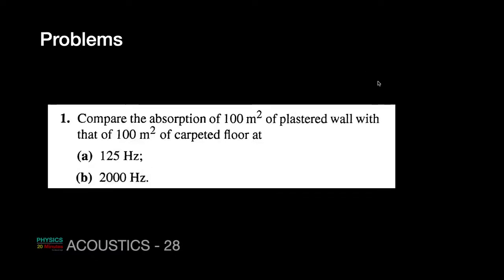Compare the absorption of 100 meters square of plastered wall with that of 100 meters square of carpeted floor at 125 Hz and 2000 Hz. That's a simple problem. We take the 100 meters square area, multiply by the coefficient of absorption of plastered wall, figured out from the table. You already have the table. Then multiply 100 meters square by the coefficient of absorption of carpeted floor, again from the table. Calculate for the two frequencies and compare.